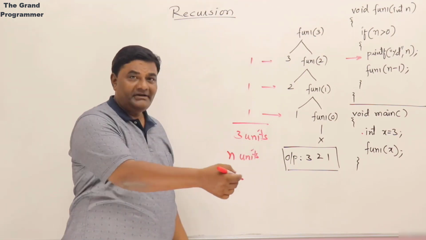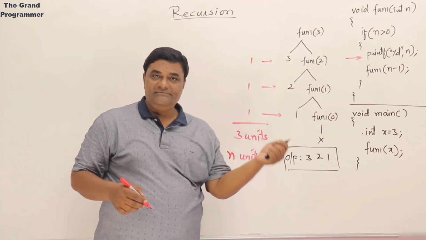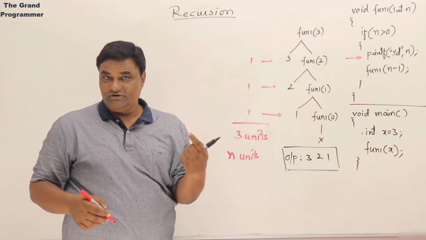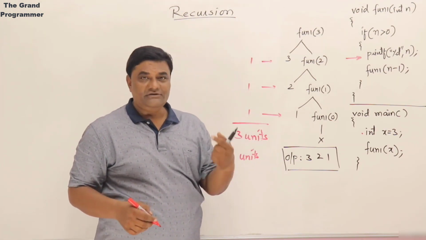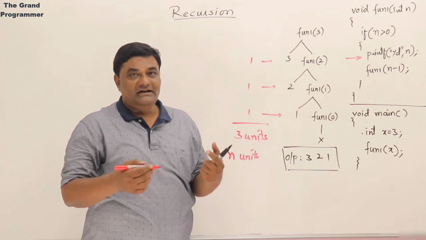So it is just like, coming back to the example, if you have to keep 1 book in the rack, you are taking 1 unit of time. 10 books, 10 units of time. N books, n units of time.